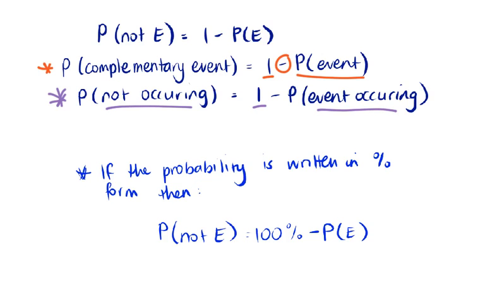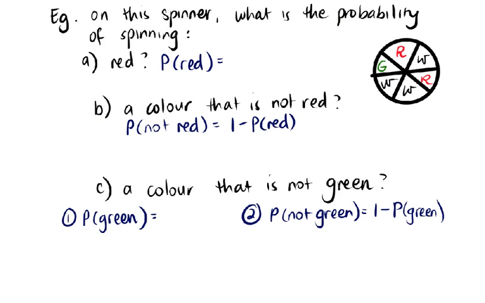actually occurring. We're going to go through a few examples in a moment, but also note that if the probability is to be written in a percentage form, then instead of 1, we're going to be using 100% minus the probability of the event. The example here says that on this spinner, what is the probability of spinning A, red, B, a colour that is not red, and C, a colour that is not green. So let's go through each example first.